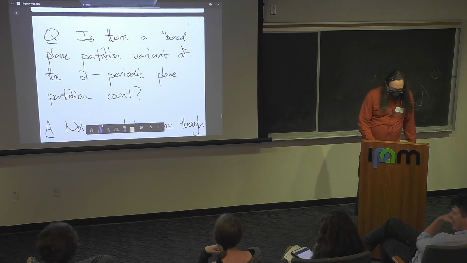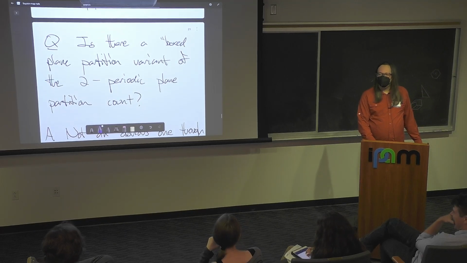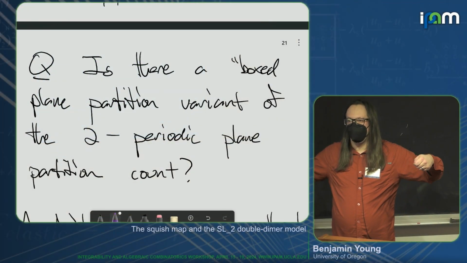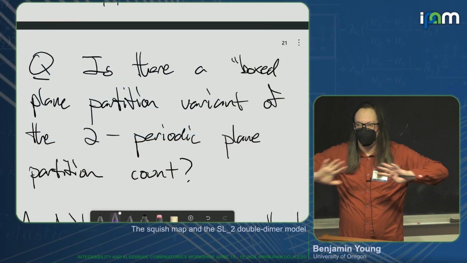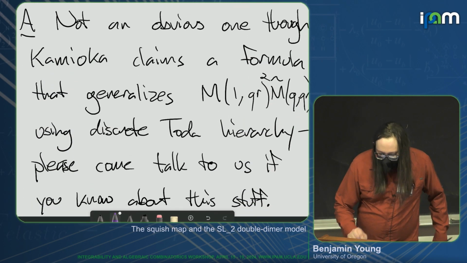Lastly, is there a boxed plane partition variant of that thesis generating function? I would really like this. This maybe would allow us to start inverting Kasteleyn matrices and actually computing correlations. Not that we know, though.